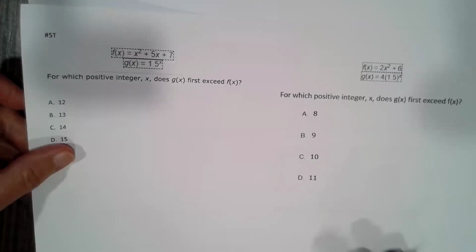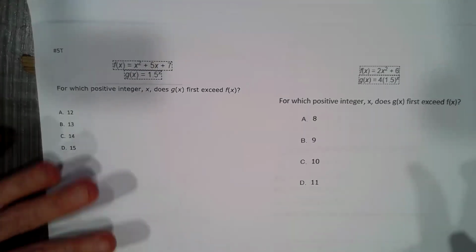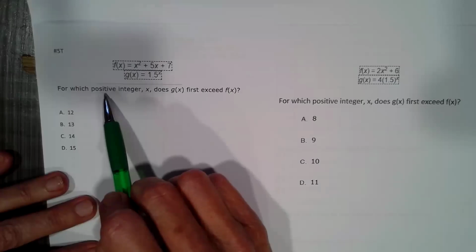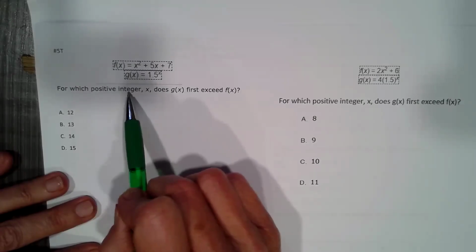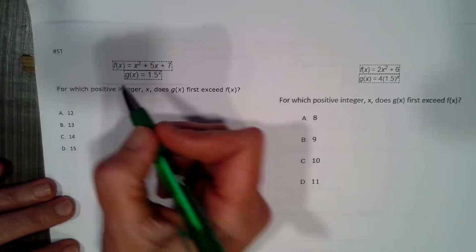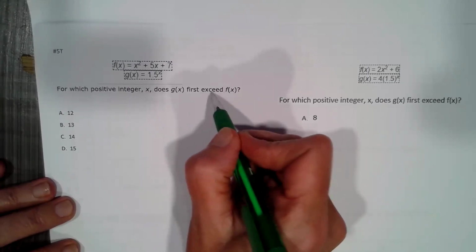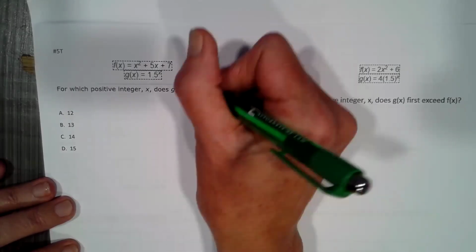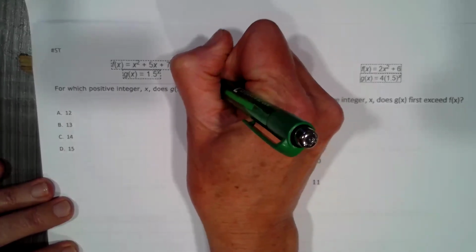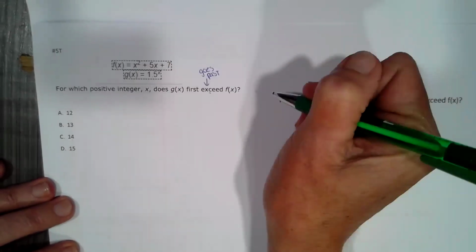Okay. I believe that's, we got one more. All right. Oh, this is a great problem, and we haven't done this. Okay. For which positive integer, now integer means like a whole number. A positive integer is the same thing as a whole number, so we're not looking for fractions. Does g of x exceed, that means goes past, f of x? So exceed means goes past or bigger than f of x.